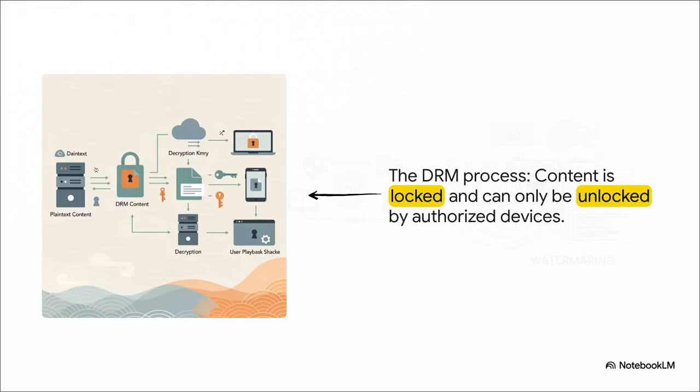And this visual here, it really lays out that whole flow. You see the content get locked up by the DRM, making it totally unreadable. It's only after that whole complex back and forth with the license server that the keys are delivered and you get secure playback. That's the wall that stops someone from just right-clicking and saving the raw file.